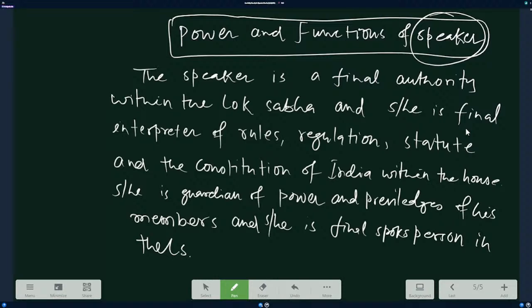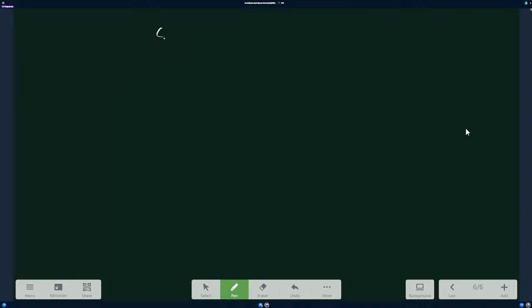The speaker gets power from three sources. बढ़ा दूं, लिख लिया. 3 sources.